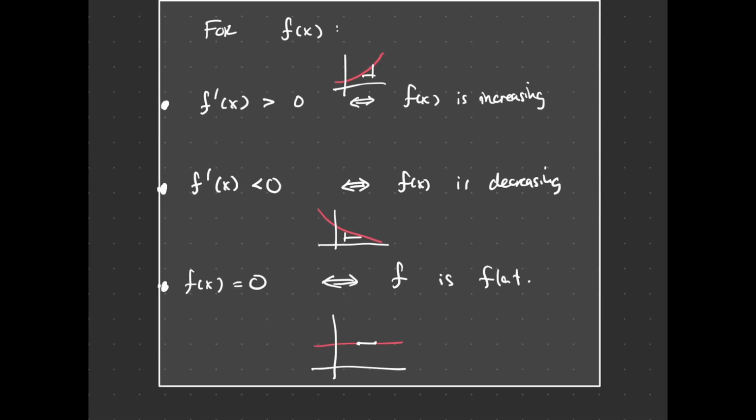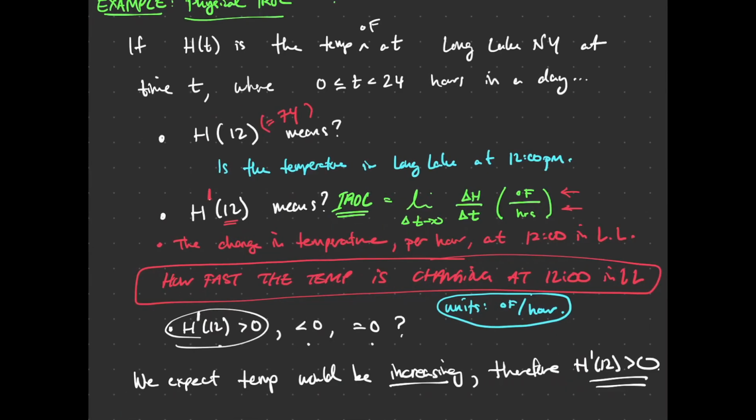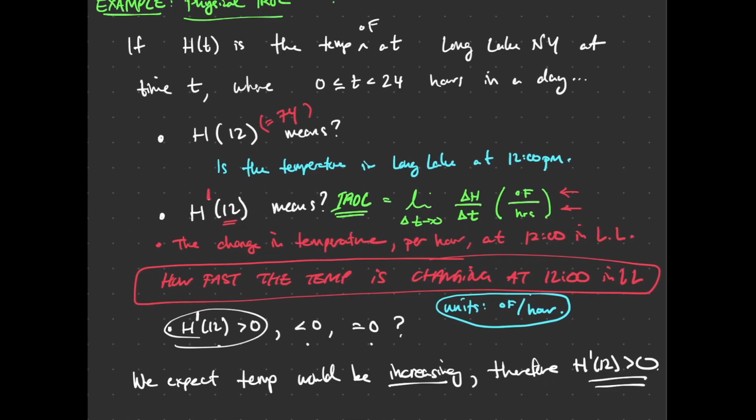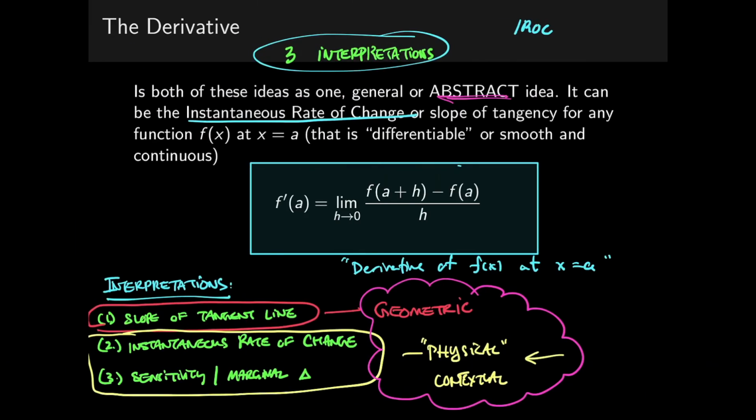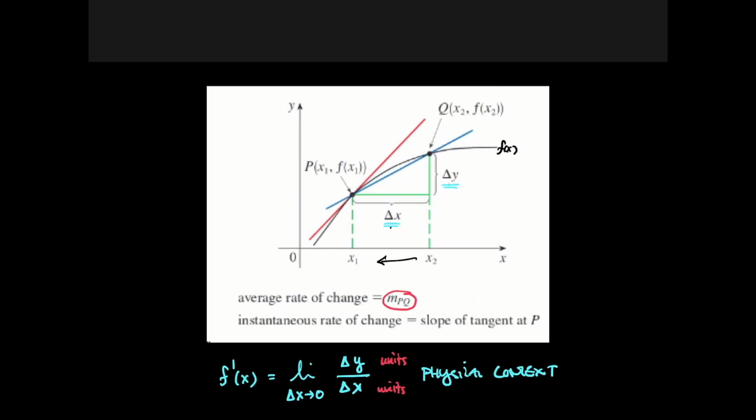What a pleasant visual. And so this is a physical interpretation of the different notations that we'll see. H prime, I'll introduce you to another notation in a later video. And then again, the sign of the derivative and what that means. So this is the instantaneous rate of change in the physical context.